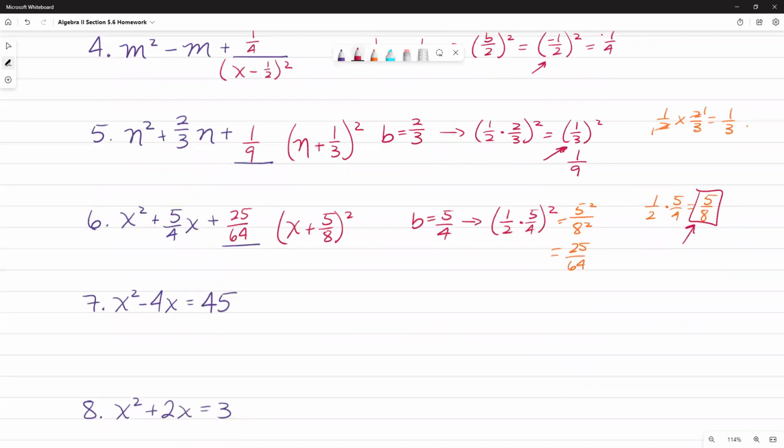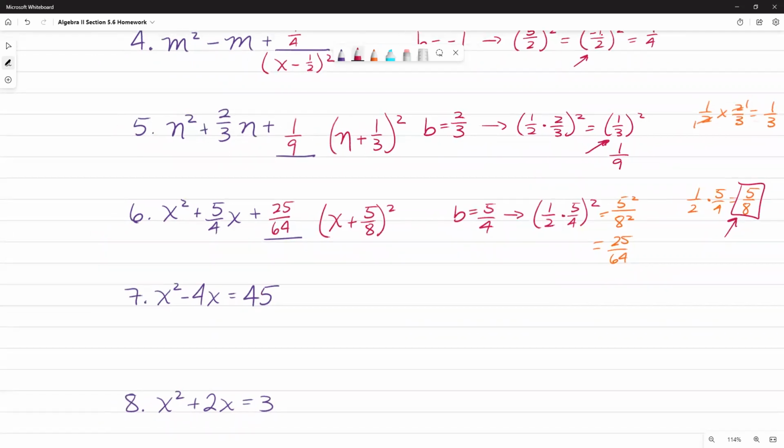And that's it. Okay, so moving on to number 7. The rest of these we're actually solving. So what we have to do is, again, turn the binomial, well, it's sort of a binomial, the x squared minus 4x, into a perfect square trinomial. And in order to do this, I need to look at what numbers. So I know that -2 plus -2 gives me -4. So -2 times -2 is 4.